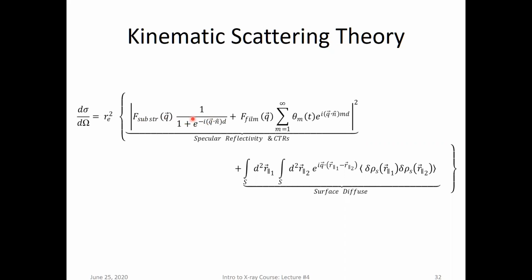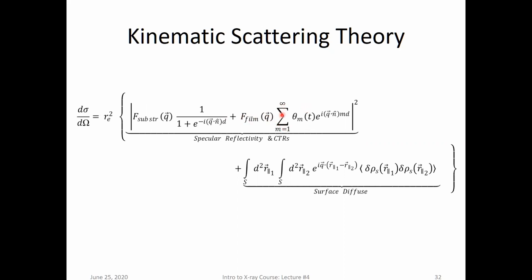Then I need to add to that my thin film that I've grown. So that layer has its own scattering amplitude. If it's homoepitaxy, this F is the same as this F. If not, it will be different. So it depends: if I'm growing europium titanate on strontium titanate, I get a different F. If I'm growing strontium titanate on strontium titanate, it's the same F. Then it depends on how many layers I've grown.